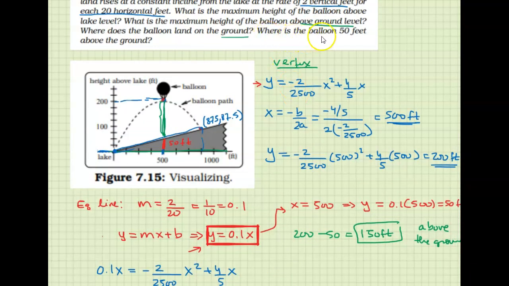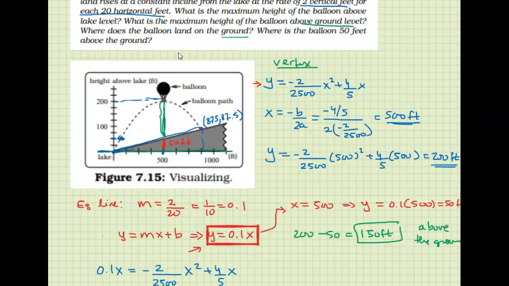Last question. Where is the balloon 50 feet above the ground? Okay, so it's going to be in two places. Here, actually not there, just there. Oh no, 50 feet above the ground. Interesting. Okay. So not above the water, above the ground.